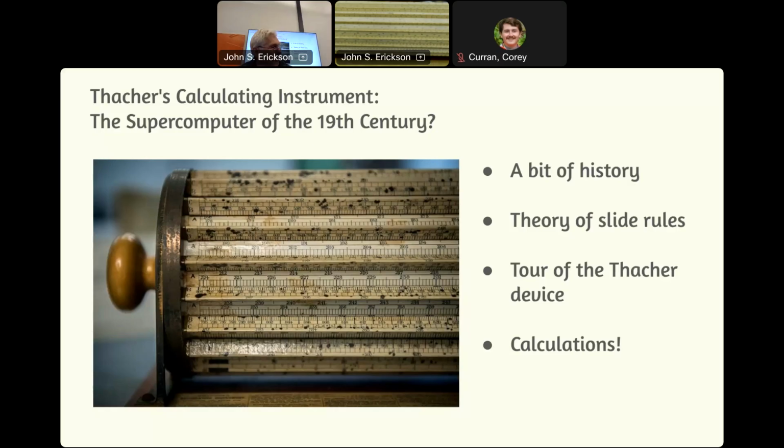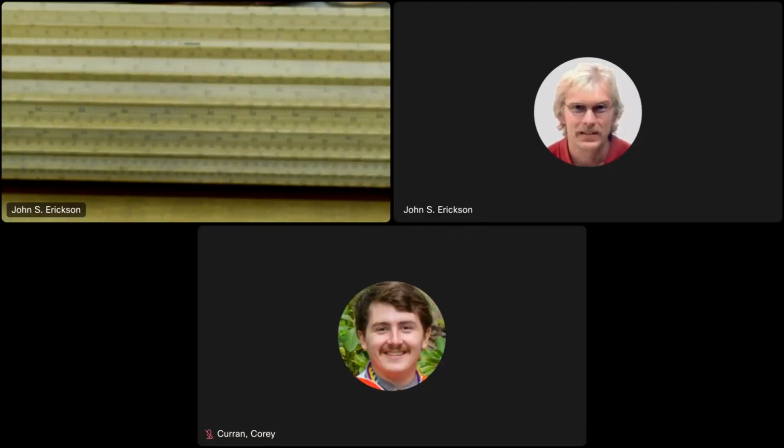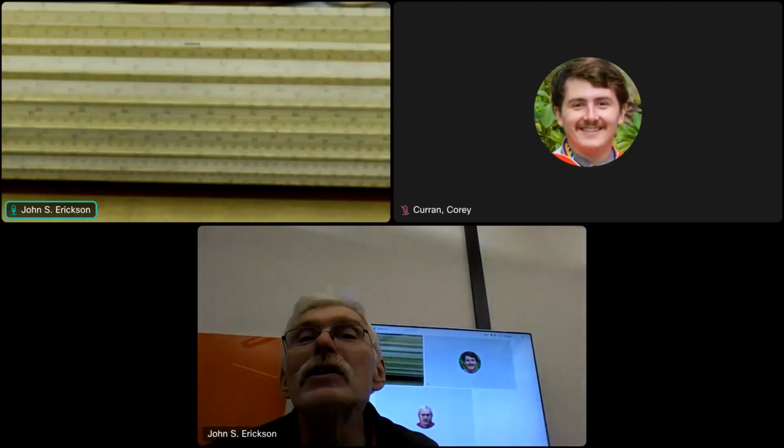I also have some other computing devices here. I have the first calculator I had when I graduated from RPI and used throughout my graduate school and my engineering work, which got me through a master's degree and a PhD.